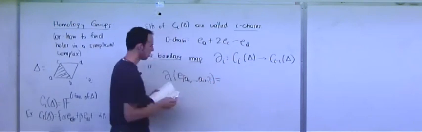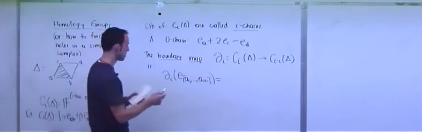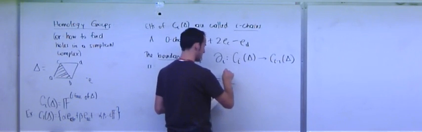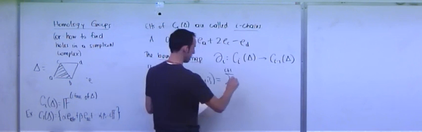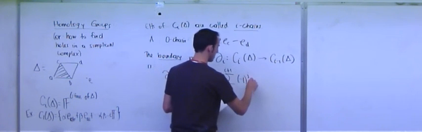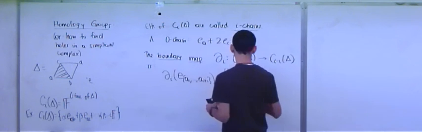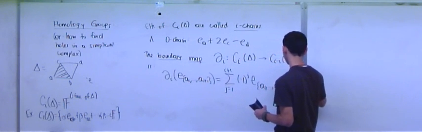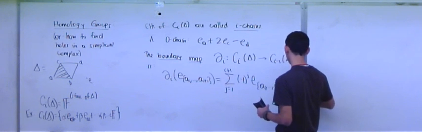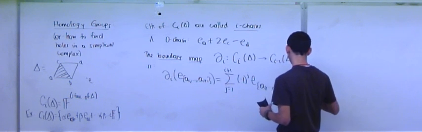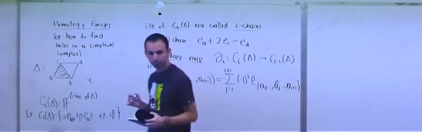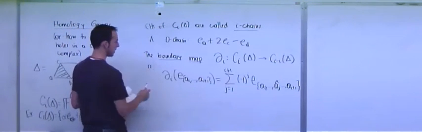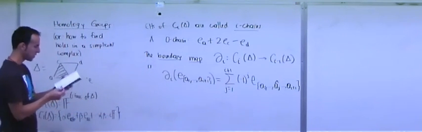And what I'm going to do, I'm going to write something and then I'm going to explain why this makes sense. It's a summation from j equals 1 to i plus 1 of the following thing, minus 1 to the j times E sub what happens when you take the jth guy off. Okay. So what on earth am I doing here?